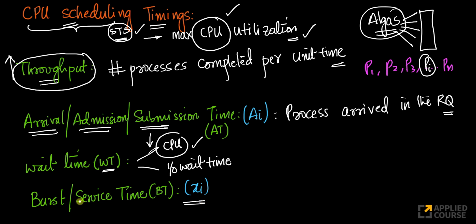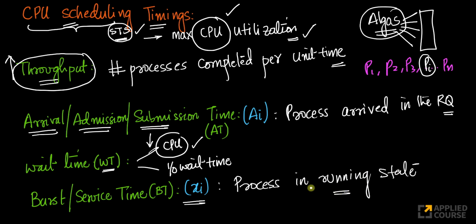Similarly, there is something called service time or burst time or execution time, often referred to as Xi. X stands for execution. This is the time duration for which a process is in the executing or running state. The process is assigned a processor or a CPU and it's now utilizing the CPU. It's also called the execution time, service time or burst time. These terms are very important because we will keep using them a lot.